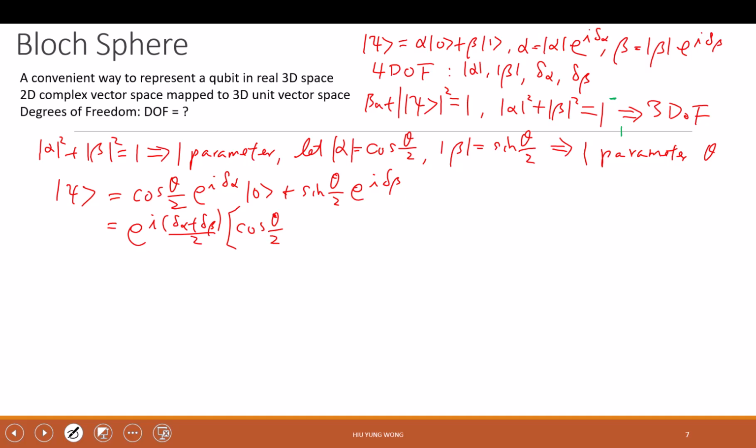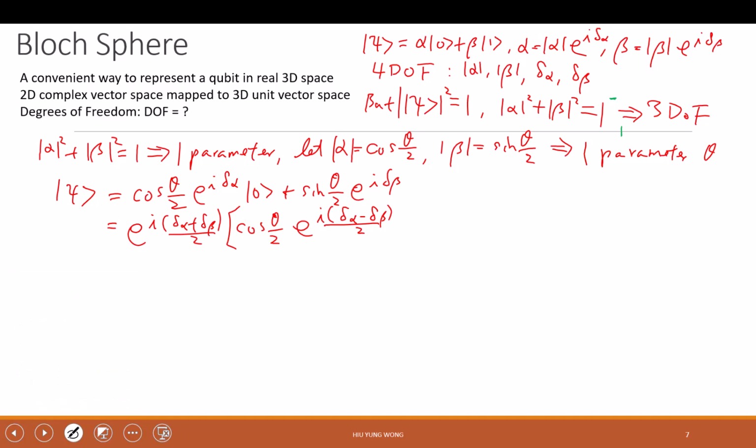Then in order to make it the same as before, this needs to be i (delta alpha minus delta beta) divided by 2. So that when I multiply this to here, delta beta is going to get cancelled, right? Because this is plus, this is minus. And alpha will add together, it becomes e to the power delta alpha. So it's the same as this term. Right? You just plug in, you will see that.